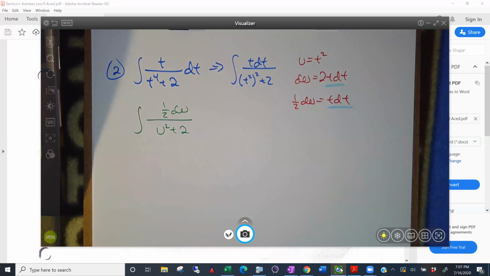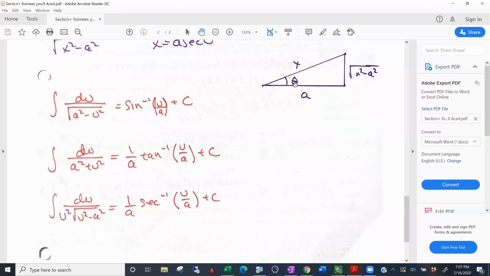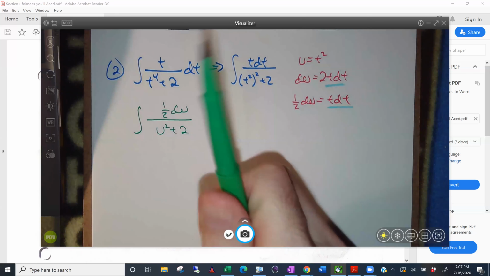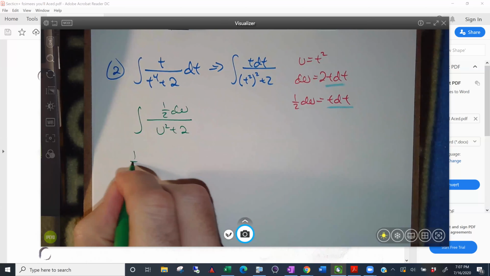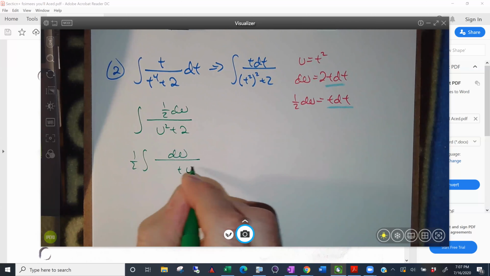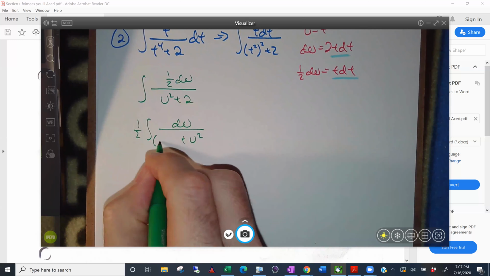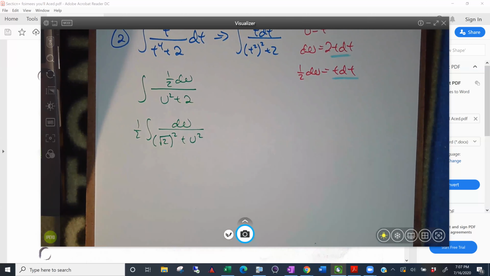And that's looking an awful lot like my inverse tangent. In fact, let's look back at our inverse tangent a little bit, see if we can make it look like the inverse tangent even more. With the inverse tangent, I want an a squared plus a u squared, and that turns into 1/a times the inverse tangent of u/a. That's pretty close to what I've got. So let me clean this up a little bit. I'll do that by taking the 1/2 out in front, and then I'll put the u squared here, but I need to write this as something squared, and I can do that as the square root of 2 squared. That's what I needed.